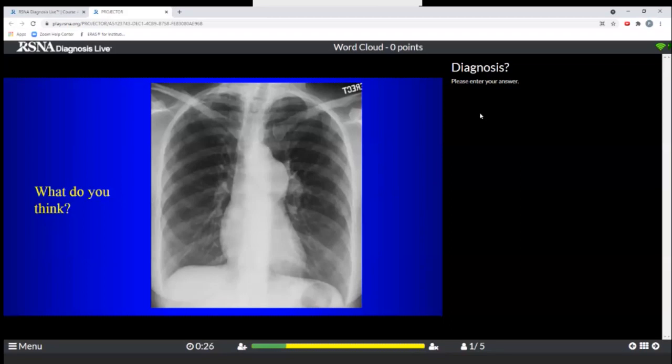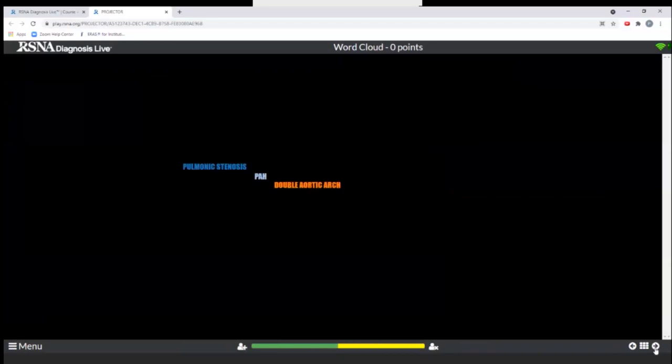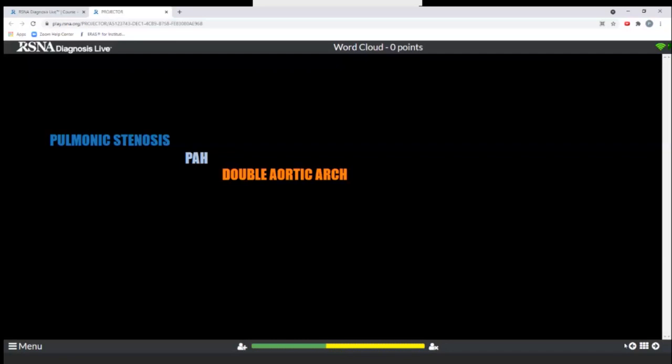So we have one answer so far. Okay, we'll give you 10 more seconds on this one. 10, 9, 8, 7, 6, 5, 4, 3, 2, 1. And what did we say? We said no, not double aortic arch, not pulmonary artery hypertension, but pulmonic valve stenosis.